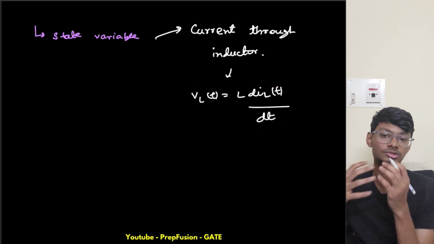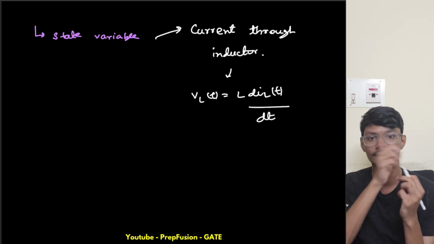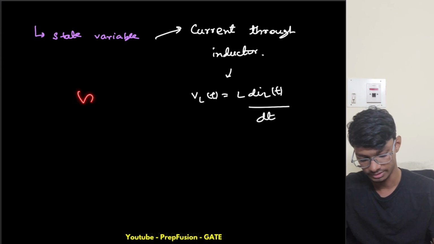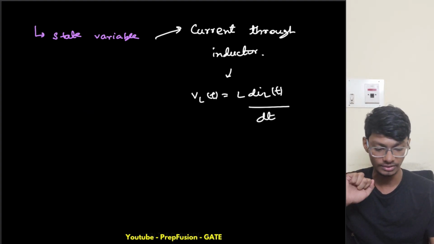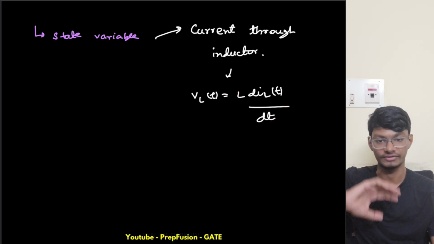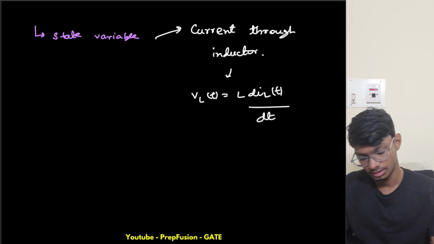How does the inductor store energy? It stores energy as flux. And what is flux equal to? Flux phi equals L times I. So it stores energy in terms of current. That's why we define the state variable for the inductor as current.